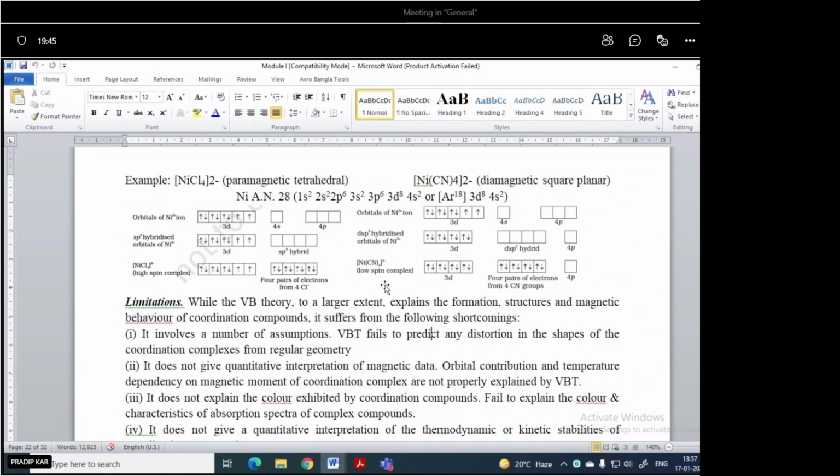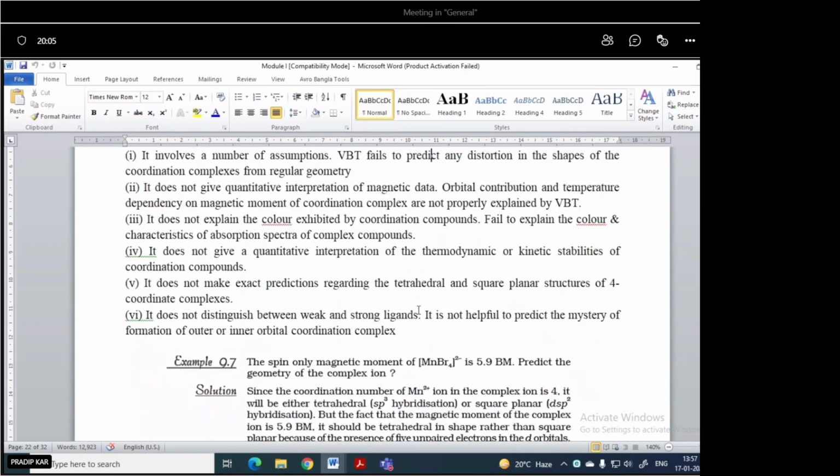The only explanation is that Cl is electronegative, and that is why Cl minus is a weak field ligand, using the outer orbital. This is the only explanation. But it does not give any prediction of why some Ni2 plus forms square planar and others tetrahedral.